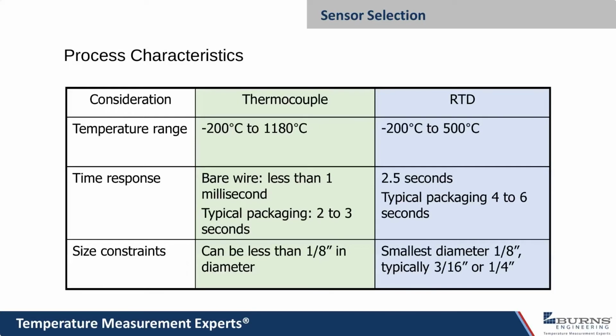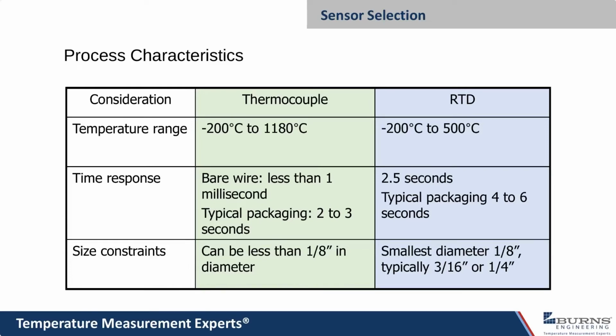Temperature range, again, thermocouples get the prize there. 1180 C, that's 2100 Fahrenheit roughly. Response time, if you use a bare wire sensor, they can be really fast, a millisecond or two. RTDs, about the fastest I've put together in typical industrial packaging is about 2.5 seconds. Some are a little bit faster, maybe down to 1.5, but 2.5 is a good solid number that you can trust.